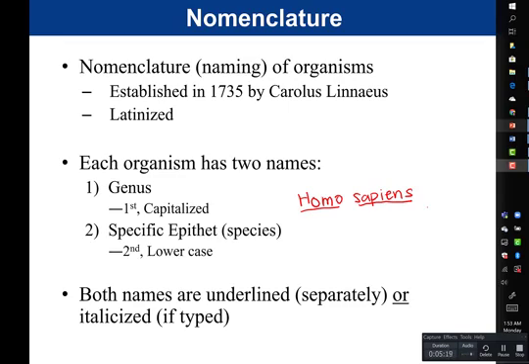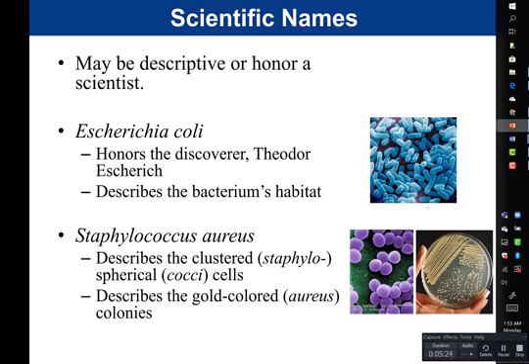I underline individually. So if we look at the way that organisms are named, they may be descriptive, meaning they may tell you something about the organism themselves, or they may have a name that honors the scientist who discovered it. So, for example, Escherichia coli honors the discoverer, Theodore Escherich. So that's the Escherichia. Coli is going to be used to describe the bacterium's habitat. If you think about coli, what part of the body do you think that refers to? That is the colon, which is the large intestine.